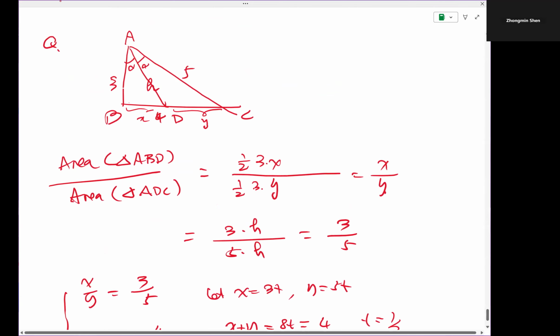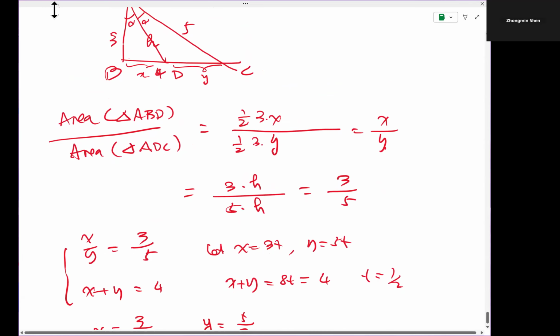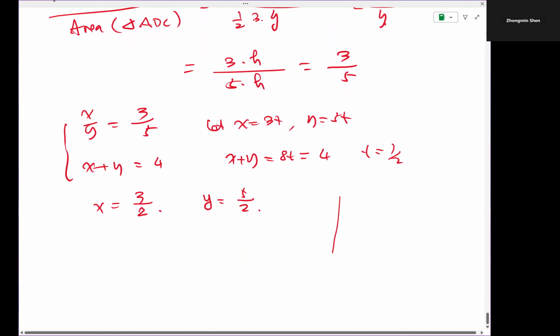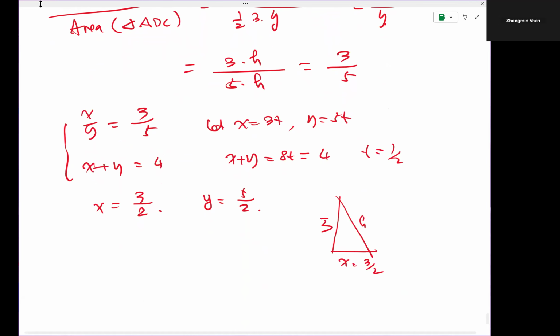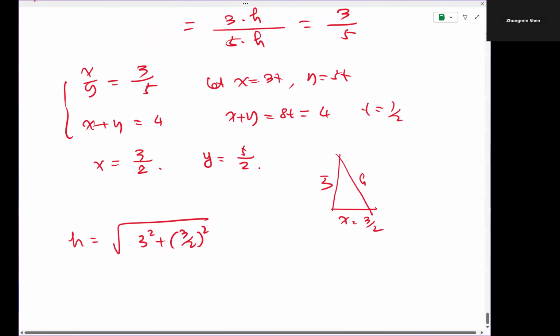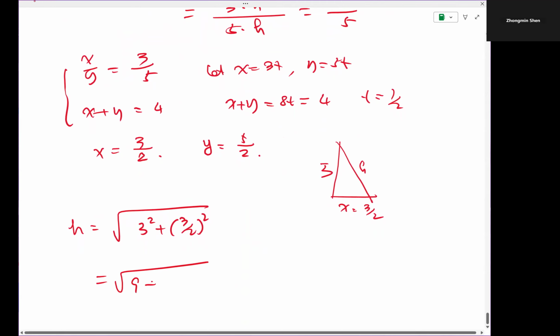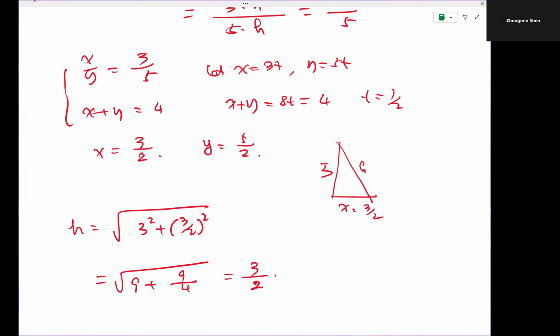Then you go back. Since you already have x, this is a 3, this is h, x equals 3 over 2. Then you can get h. So h is going to be the square root of 3 squared plus (3 over 2) squared. And then it's going to be 9 plus 9 over 4, which gives 3 over 2 square root of 5. Okay, so we solved this problem. All right.